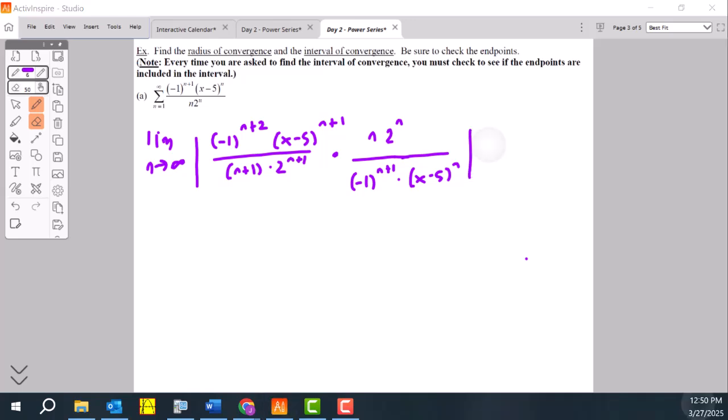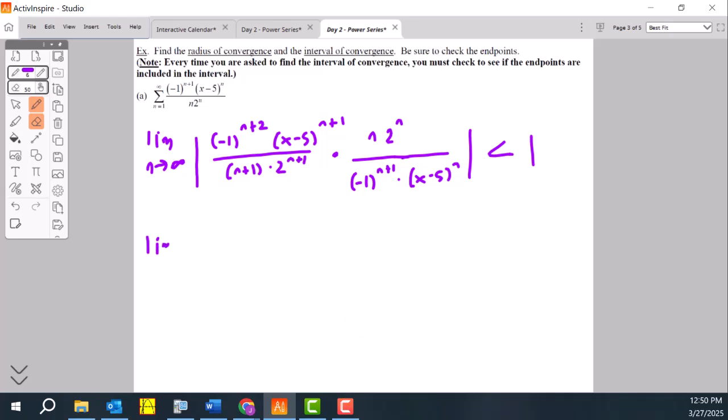Now, we want this to be a convergent series. We want to figure out what x values make it converge. So we want the conclusion to already be set for us. And if we remember from last unit, if this limit is less than 1, then it will end up converging. So we want it to be less than 1.